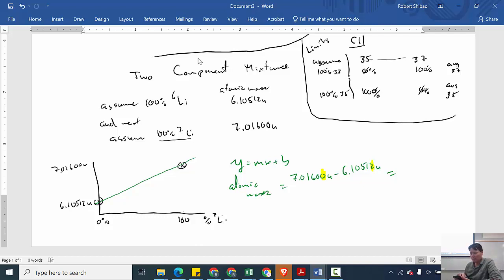So I have 7.016 minus 6.10512. Let me do that again. 6.10512. I have a screen protector, so it's always not registering. 0.91088. That's 5, and then the 6 would be a 0. This is going to be u. If I were to carry a sixth. So I had six sig figs here, six sig figs here, but my final answer is only going to have five sig figs. Oops, I'm not quite done yet. I need to clear out a little bit of space here.